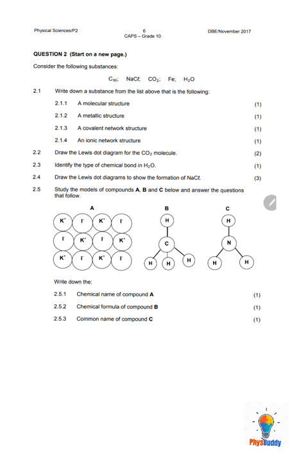Grade 10 Chemistry, November 2017, Paper 2, Question 2. And this is a question on bonding. Write down a substance from the list above that is a molecular structure. Now, another word for molecular structure is a covalent structure, that is made up of covalent bonds.